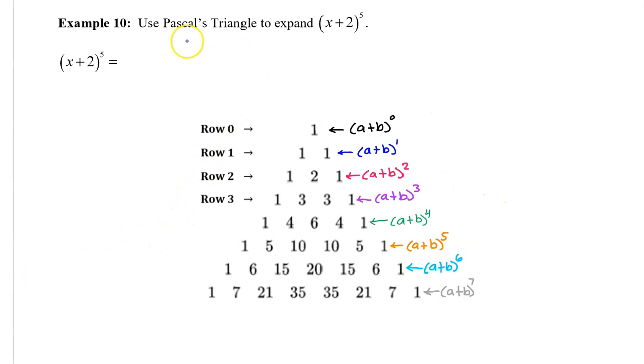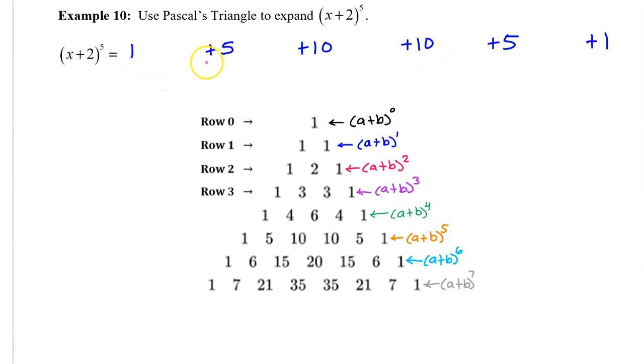Here's how you use Pascal's triangle to expand x plus 2 to the 5th power. First, locate the correct row. So this is degree 5, so we're going to use row 5. Remember that the first row is the 0 row. These are the coefficients. So copy down these numbers in order, leaving spaces in between. The coefficients always start off positive, so put pluses in front of all of them.